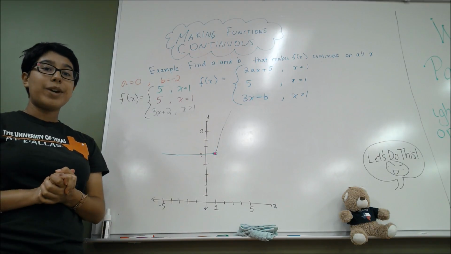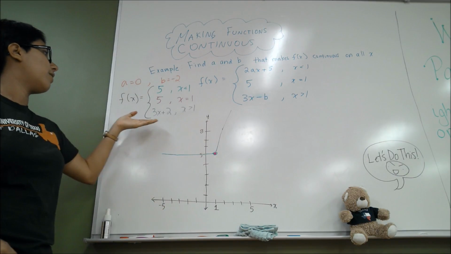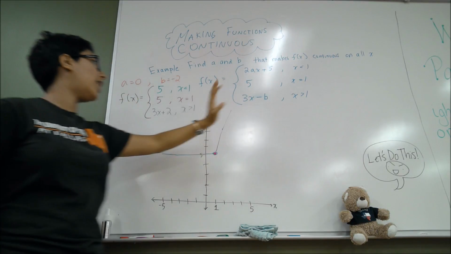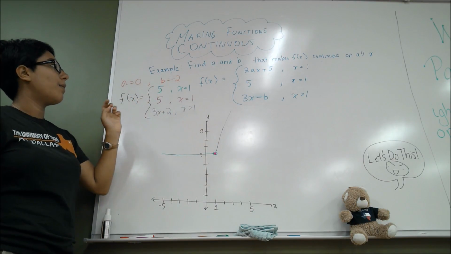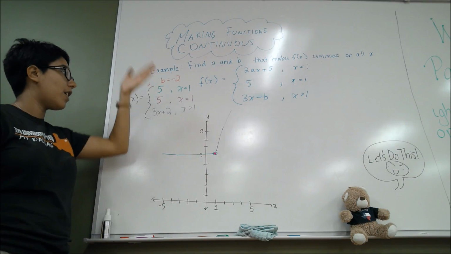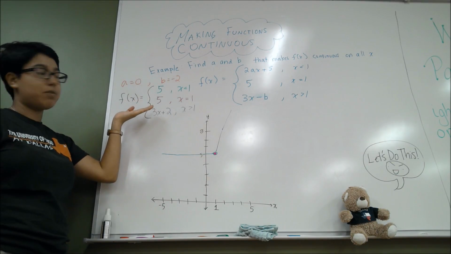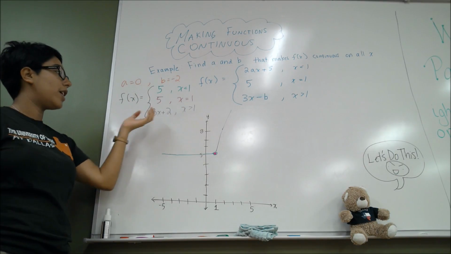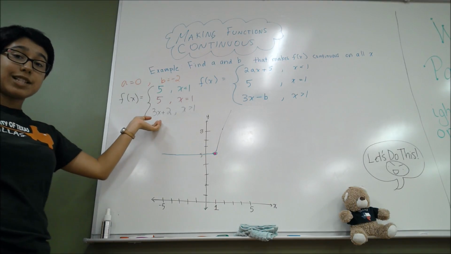Alright, so when I graphed it, or rather when I plugged in the values, I found that when x is less than 1, the function is going to be equal to 5. When it's at 1, it's also going to be equal to 5. And then when it's greater than 1, it's going to follow the equation 3x plus 2.